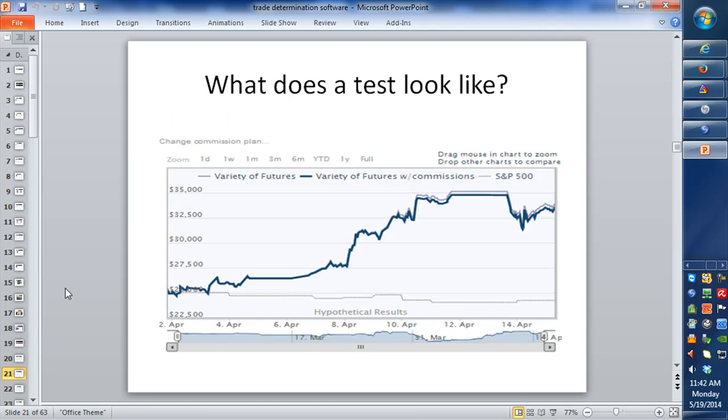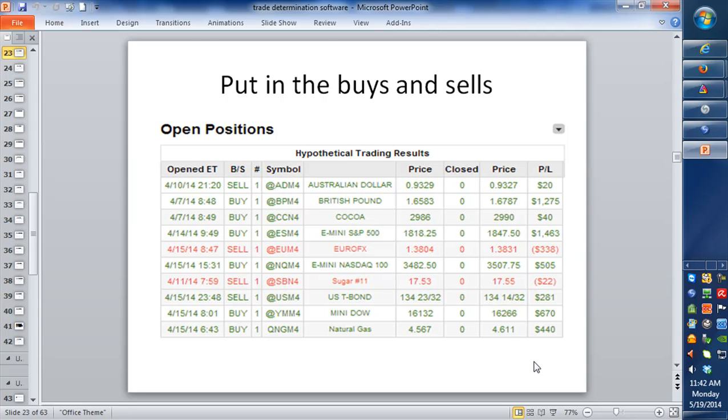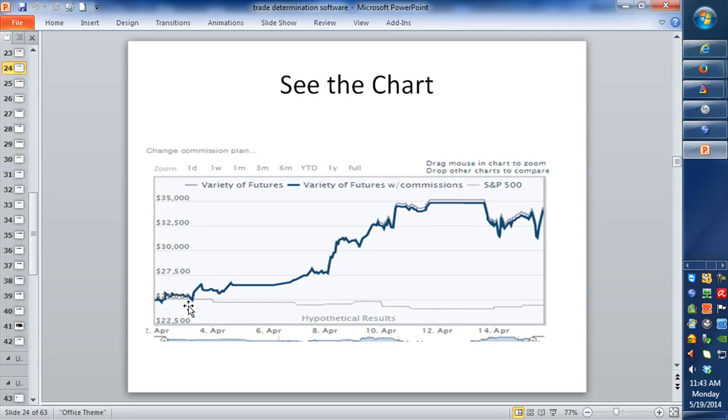And so this is what the test looked like because we started at the beginning of April. And this was what things looked like in the middle of April. And then the very next day, the Australian dollar is positive and natural gas is down a bit. But it has these other positions in there. And then it wound up putting in a few more buy and a few more sell orders. Sure enough, Australian dollar is now positive a little bit, and natural gas is up a bit. And we can see the chart's looking like this.